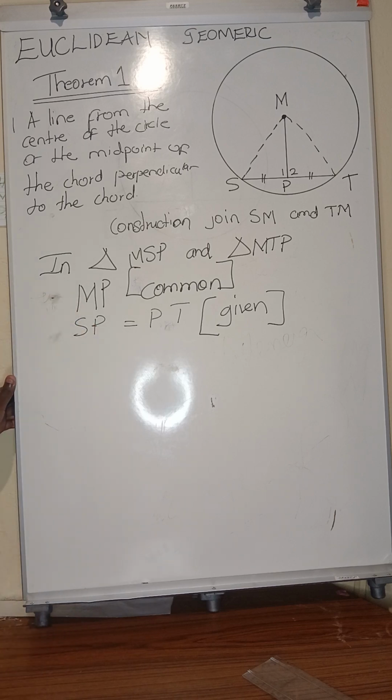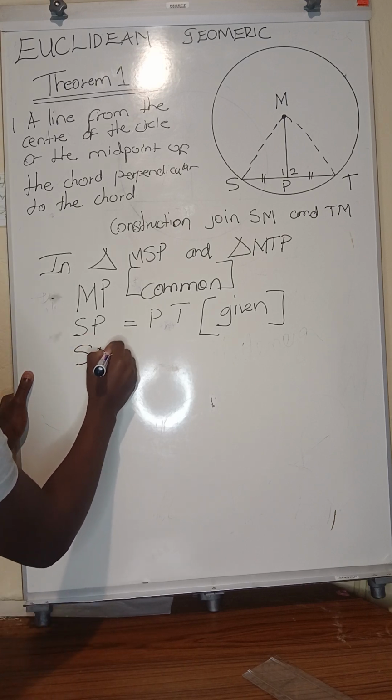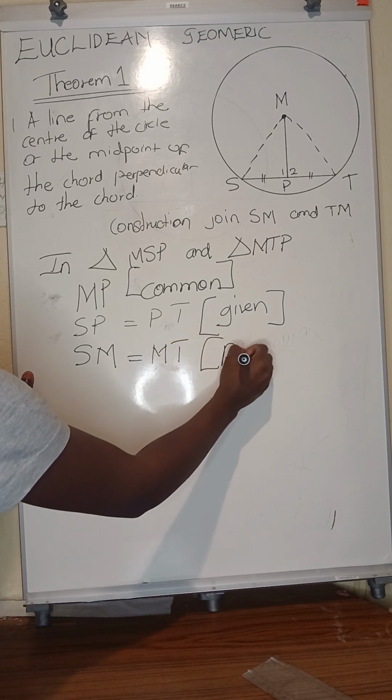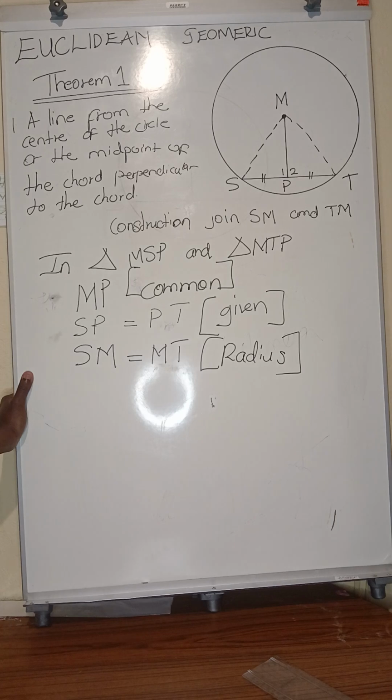What is the last thing? The last thing is we have the radius there. Last video I taught, what is a radius? A radius is a line that starts from the center of the circle and ends at the circumference. That is a radius. And then I taught that radii are equal. So there we have 2 radii that formed 2 triangles, which means SM is equal to MT, which is the radius. Now we have proved 3 things. We have to prove 3 things.